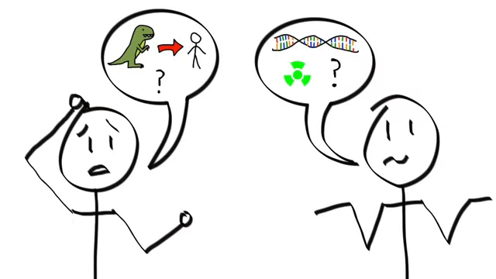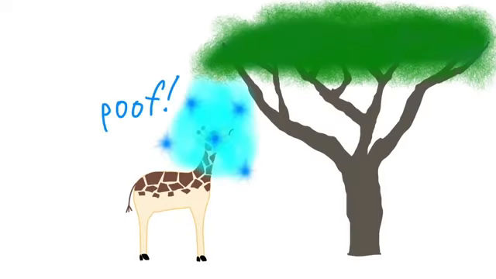Another thing that people get confused about when it comes to natural selection and evolution in general is they think that individuals evolve.